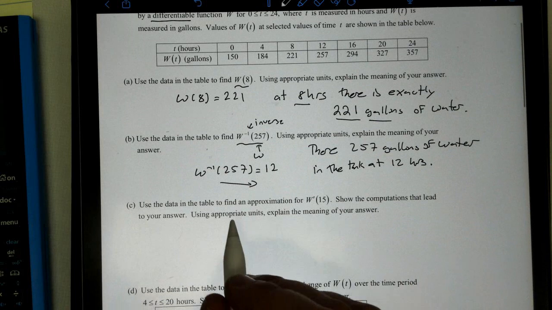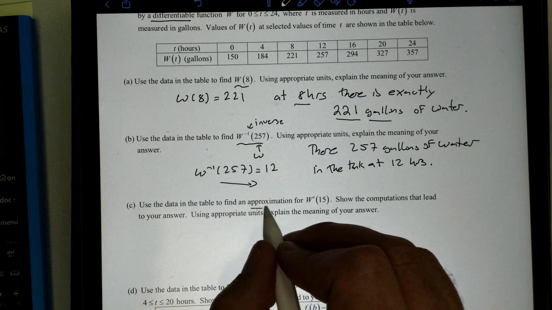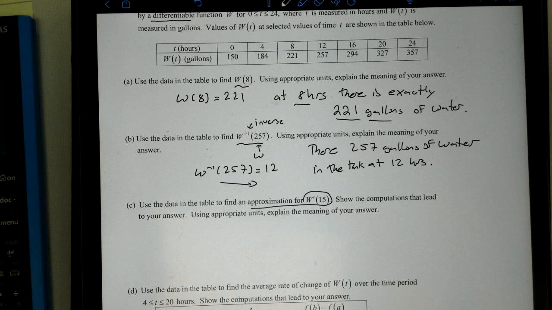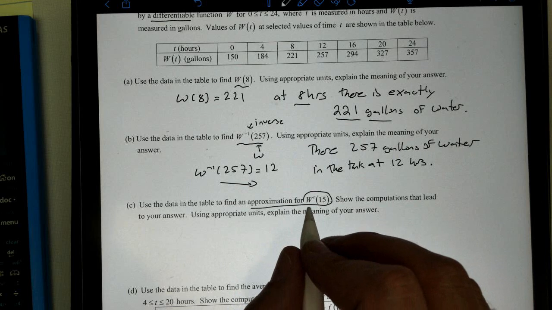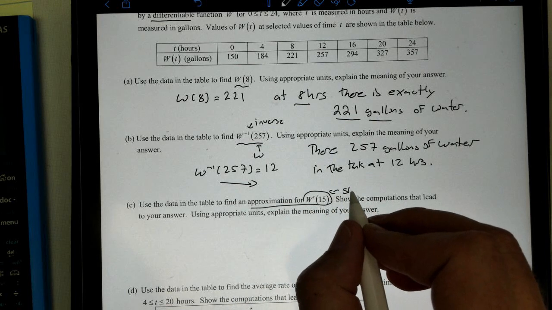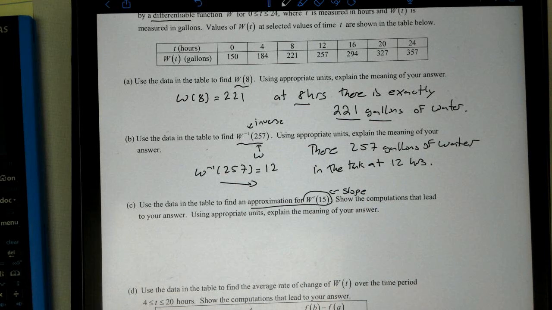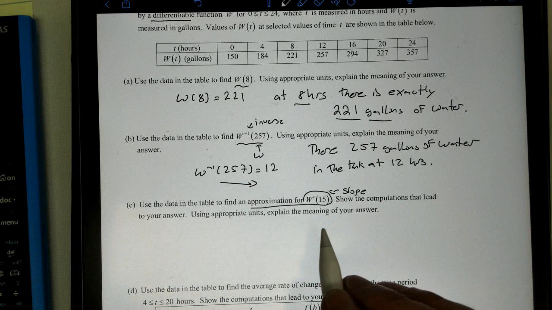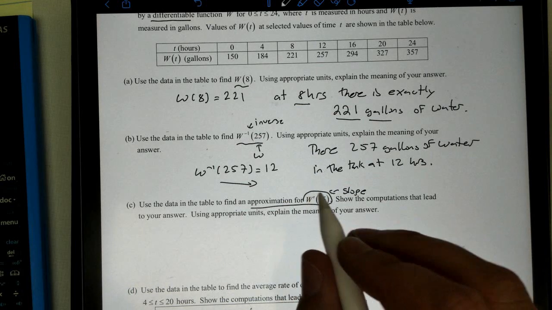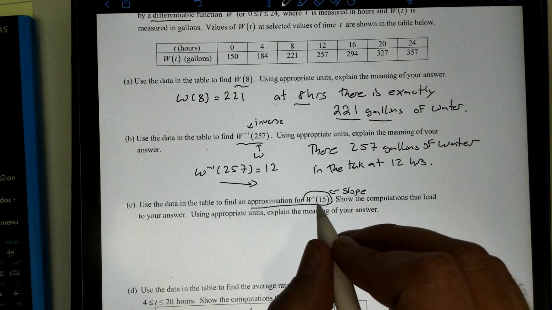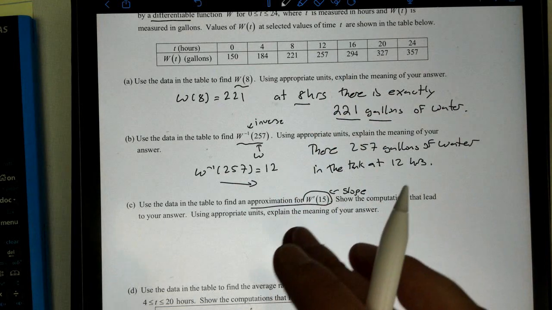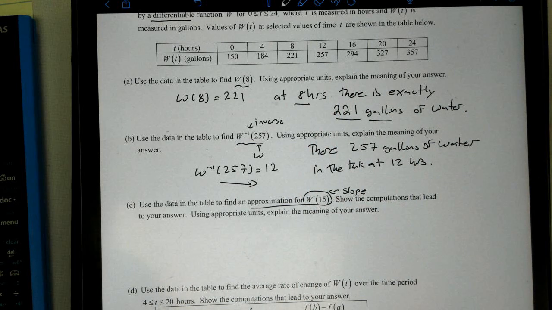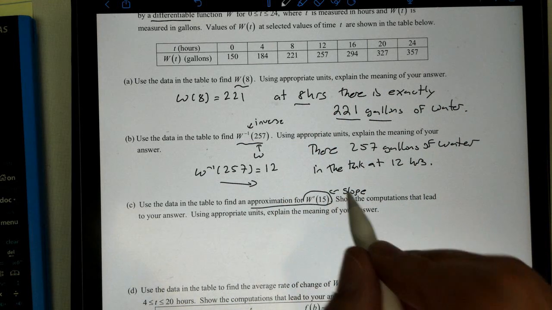The next one says, use the data in the table to find an approximation of W prime of 15. So this is where we start getting into calculus. I want to find the slope. We're looking for the slope here. To solve this one, though, we do have to get a little creative. Remember, this is a derivative, so I can't find the exact derivative because there's nothing here at 15, and even if there was, I'd be dividing by 0, and that would be really weird.